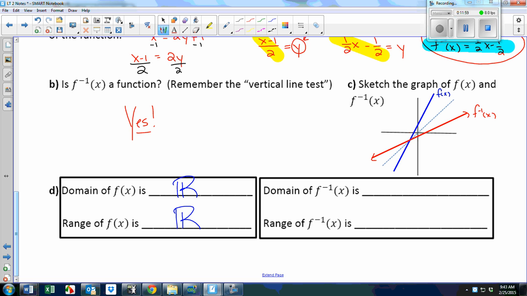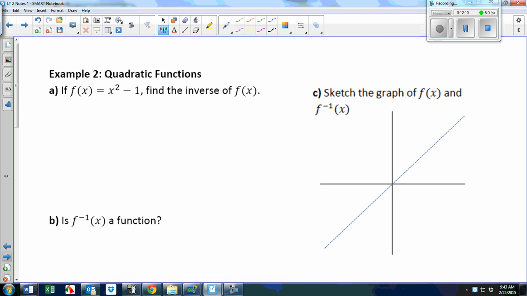What about your inverse? What was its domain? What can you plug into that line? All real numbers. And what comes back? All real numbers. So again, you won't see what you need to here. You'll see it on the back. So we have 2 more examples, quadratics. 2 more examples. And they are quadratics.